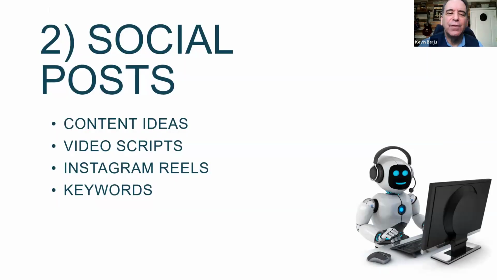Social posts, content ideas, video scripts, Instagram reels, keywords. I don't know about you, but who here struggles with what to post? I do. I like to be prolific, but can't always do that. Sometimes I'm scratching my head. I can have it look up what is trending on Instagram in terms of real estate, and it'll tell me that. And I'll say, okay, give me a post that looks like this, and it will do it. It'll help write video scripts. It'll research keywords for your YouTube channel. It can do that and so much more.